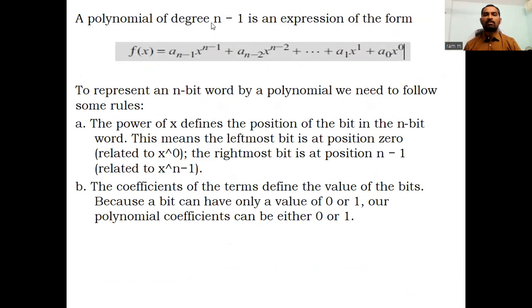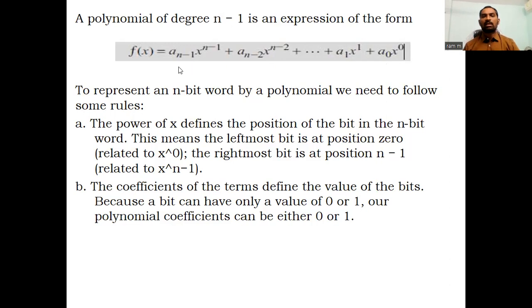A polynomial of degree n minus 1 is an expression of the form f(x) = a_(n-1) x^(n-1) + a_(n-2) x^(n-2) + and so on, plus a_1 x^1 + a_0 x^0. To represent an n-bit word, we need to follow some rules. Here the power of x defines the position of the bit within the word. The LSB is x^0, which defines the first bit, and x^(n-1), the MSB, is the position of the n minus 1 bit. We call a_(n-1), a_(n-2), a_1 and a_0 the coefficients.